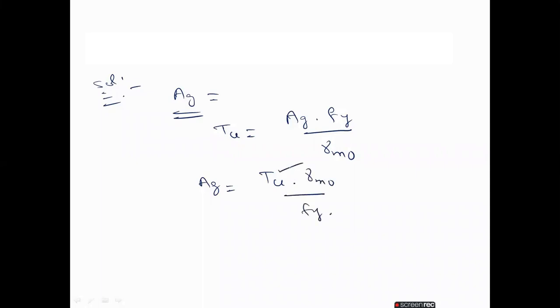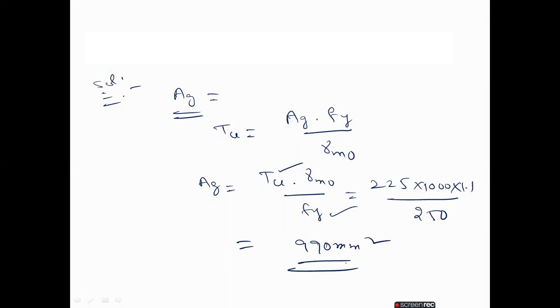Tu is the tensile force already given in the problem, that is 225 into 1000. Gamma m0 is nothing but 1.1 and Fy is nothing but 250. So now we will get the answer as 990 mm square. So the Ag value equals 990 mm square.